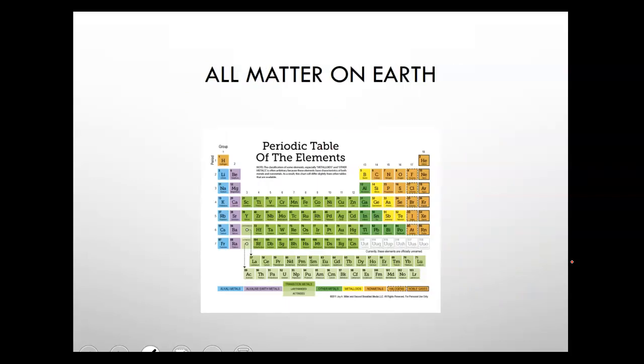Moving on. If you have ever seen this table, it's called the periodic table of elements. All the elements available here on Earth.